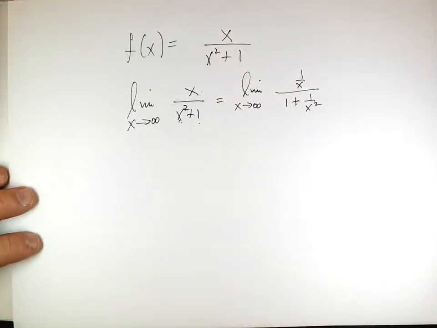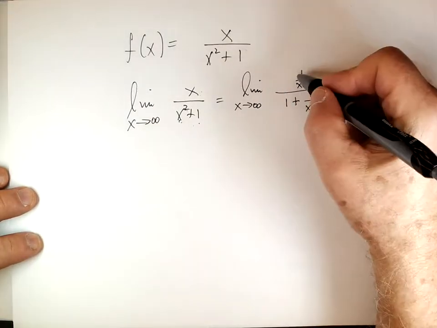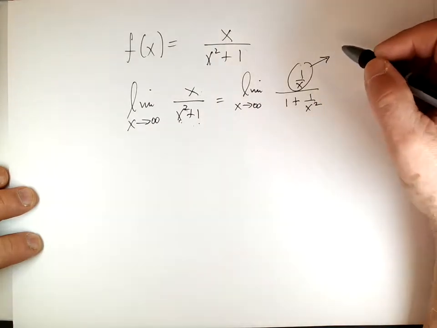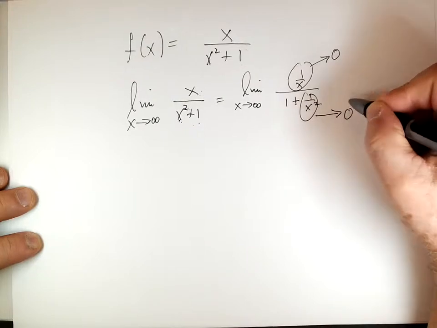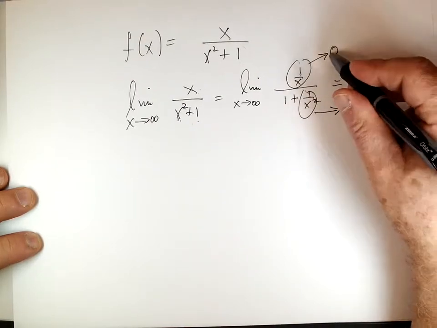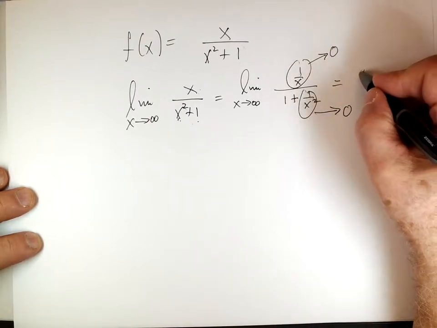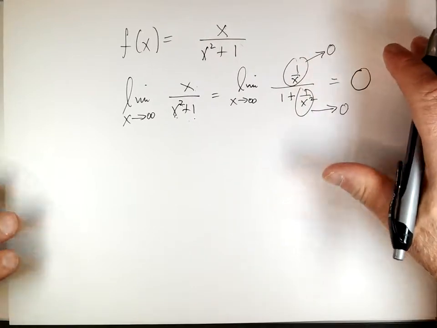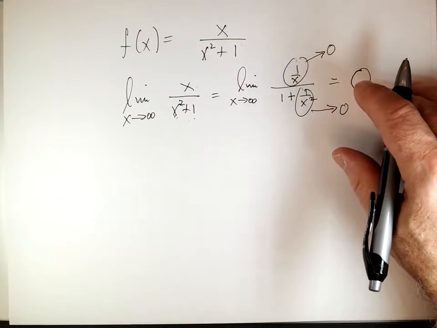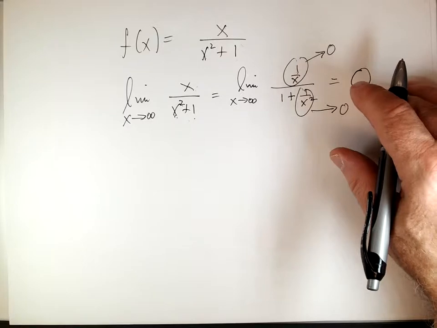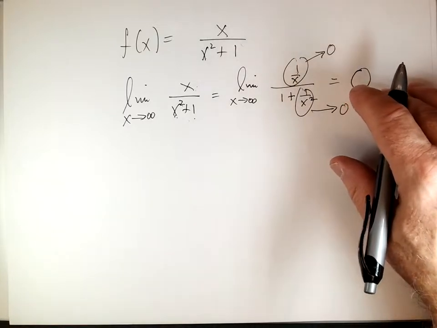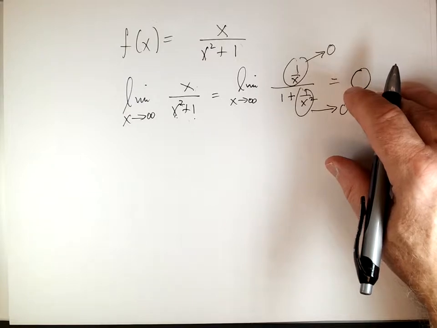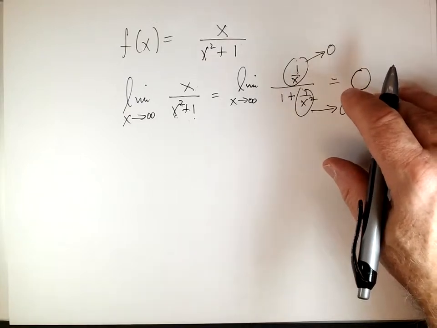Now, as x goes to infinity, this guy is going to go where? 0. This guy is going to go where? 0. And then we have 1. And then we get 0 over 1, which is equal to 0. So as long as the denominator has degree greater than the degree of the numerator, that's going to go to 0. So the bottom has to be bigger. What if the top is bigger?